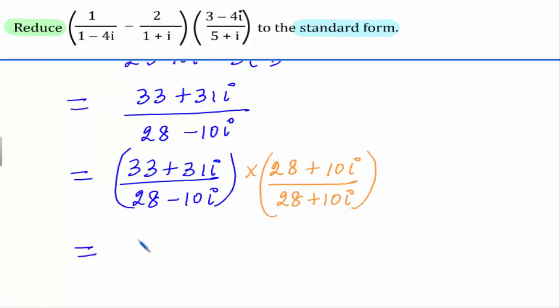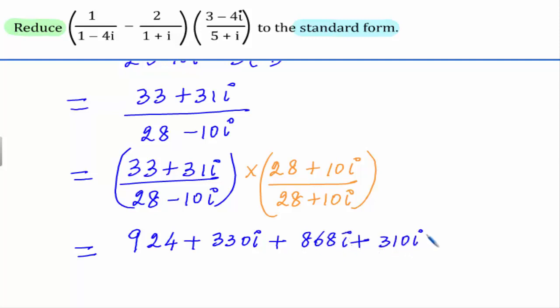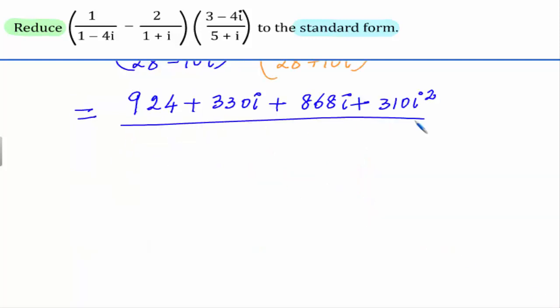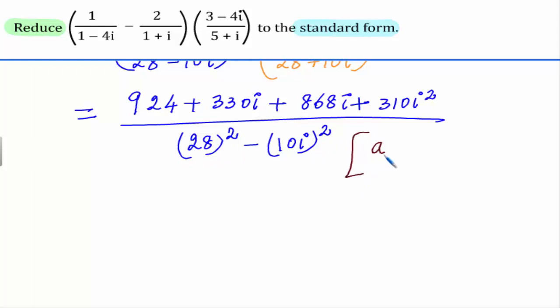This will be equal to 924 plus 330i plus 868i plus 310i square divided by 28 whole square minus 10i whole square. To reduce the denominator, we have used the identity a plus b multiplied by a minus b is equal to a square minus b square.